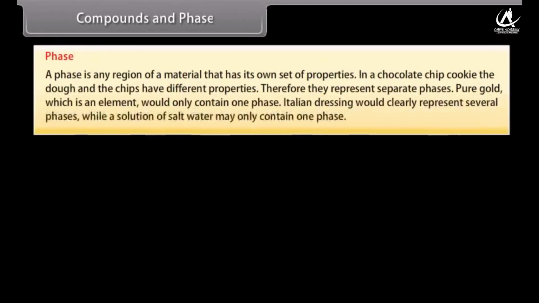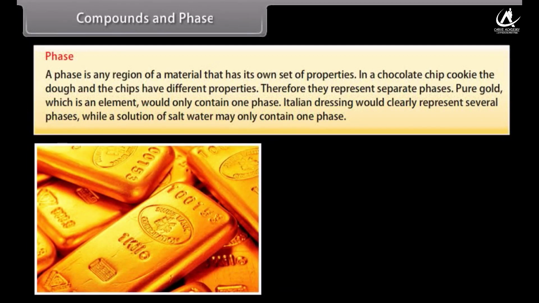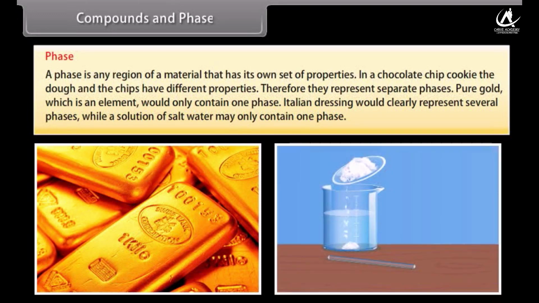Phase. A phase is any region of a material that has its own set of properties. In a chocolate chip cookie, the dough and the chips have different properties. Therefore, they represent separate phases. Pure gold, which is an element, would only contain one phase. Italian dressing would clearly represent several phases, while a solution of salt water may only contain one phase.